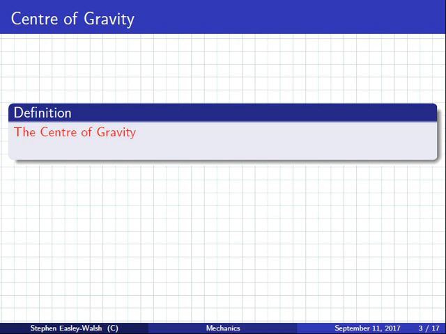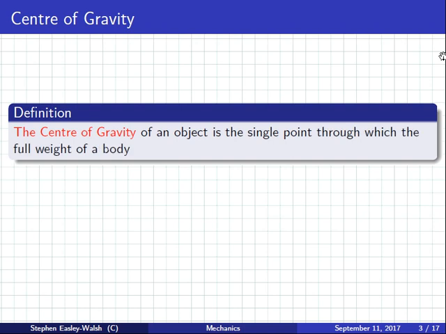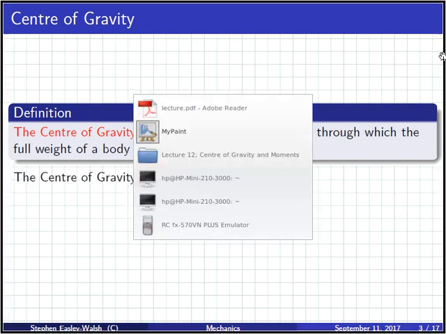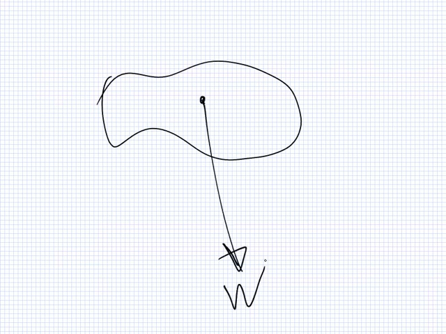The centre of gravity of an object is the point at which all the weight acts. So in other words, if you have some object, the point at which the weight force acts to pull the object down, this point here is called the centre of gravity. It's the point on the diagram in which the full weight acts. This is the definition of the centre of gravity.